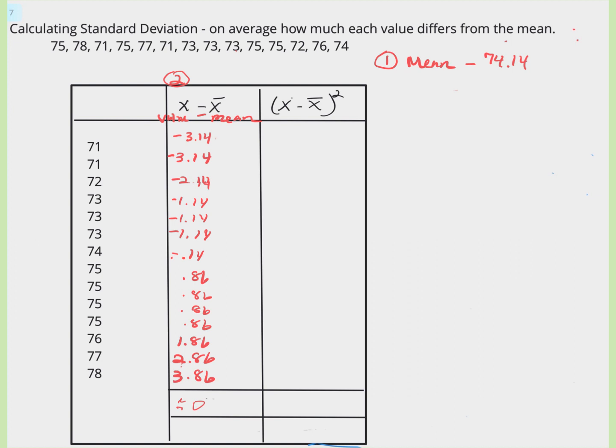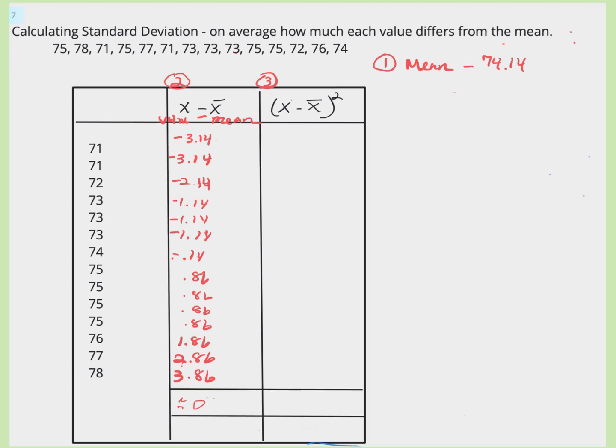So we're going to go ahead with our calculation of standard deviation, and our step 3 is going to be taking that difference that we just found. So this x minus x bar here is really what we had in column 2. So column 2 squared. So it's just our differences squared. So for example, what I'm going to do is I'm going to take that negative 3.14 and I'm going to go ahead and square it.